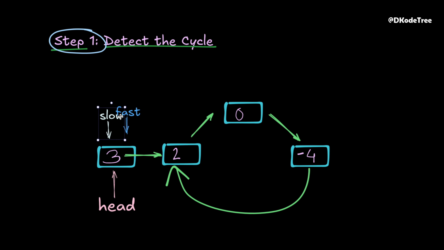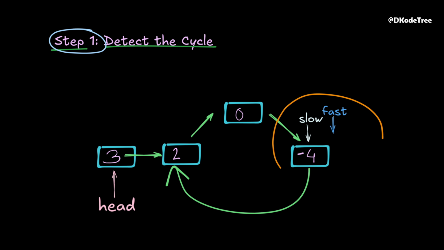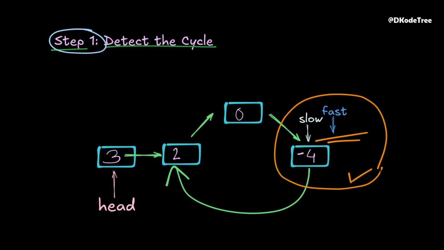At each iteration, we move slow by 1 step and fast by 2 steps. So slow is at 2 and fast is at 0. And we repeat the process. We move slow by 1 and then fast by 2. So fast moves to -4 and then 2. We again repeat the process. Slow moves by 1 step to -4 and fast moves by 2 steps to -4 as well. So we can see that this is the point where slow and fast are meeting. So even though slow and fast are moving at a different speed, they are meeting inside the linked list, therefore there is a cycle.